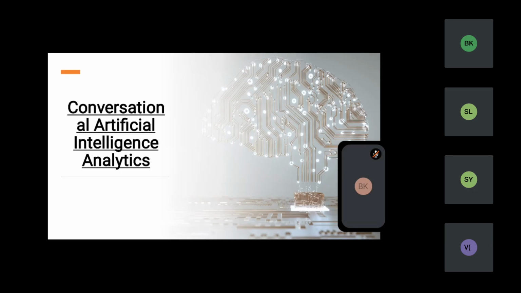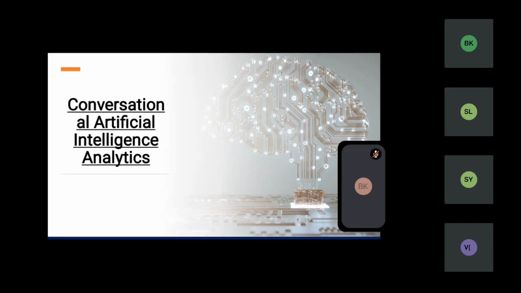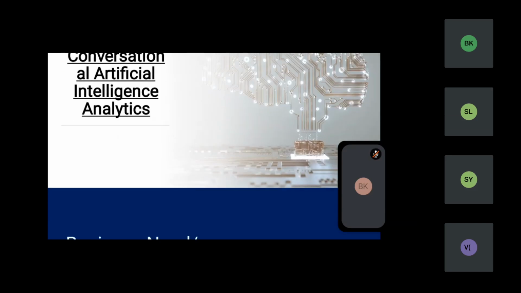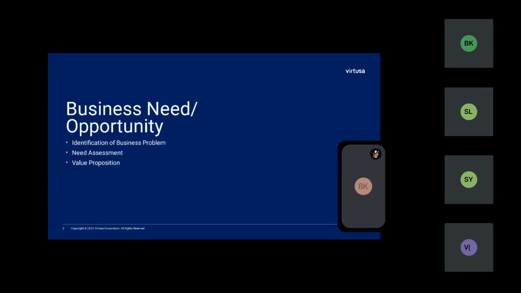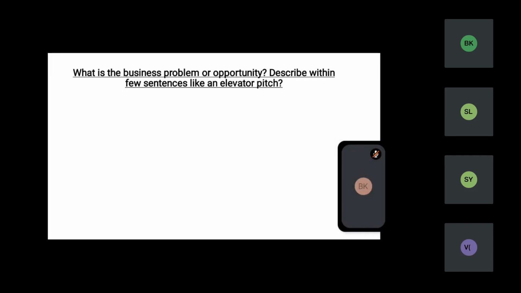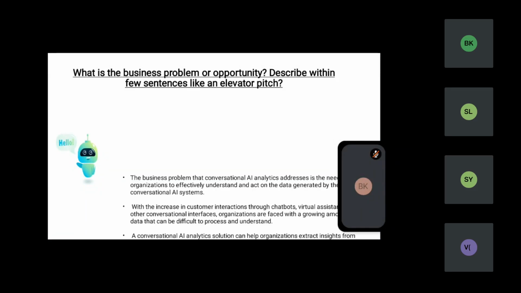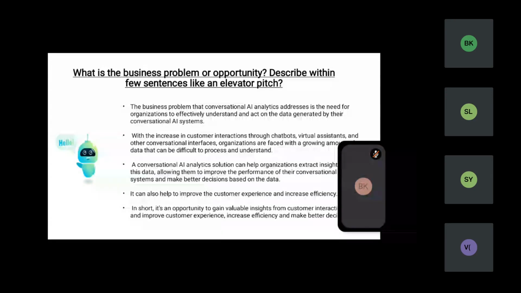Now our main theme is chatbot analysis. This is totally based on collecting information and data storing. In this, if we see some basic need and opportunity side, business need: first, we have to identify the business problem. Next, estimate the value proposition. So what is a business problem or opportunity? If you know about the business problems, in what way does it help the business?